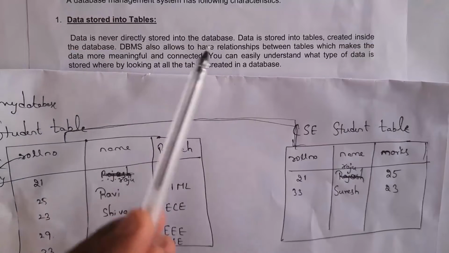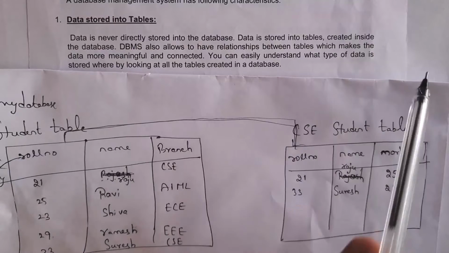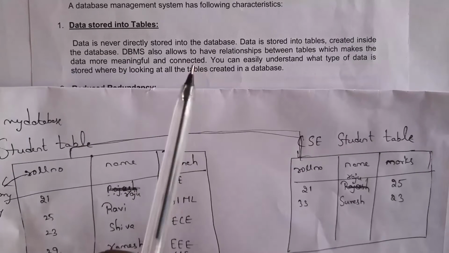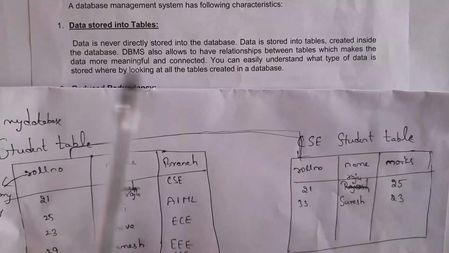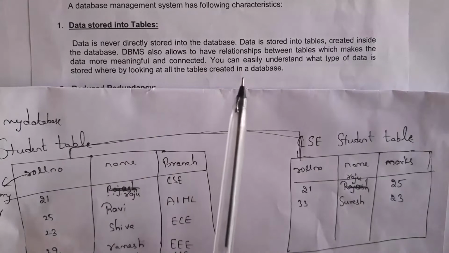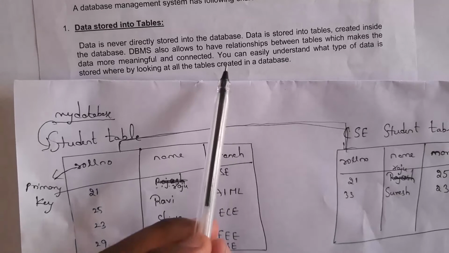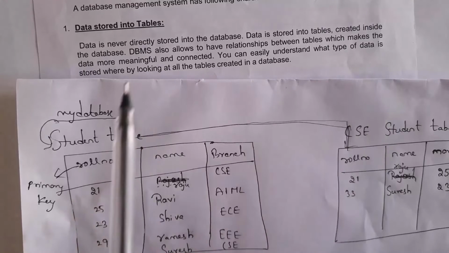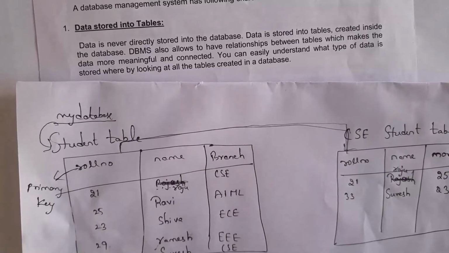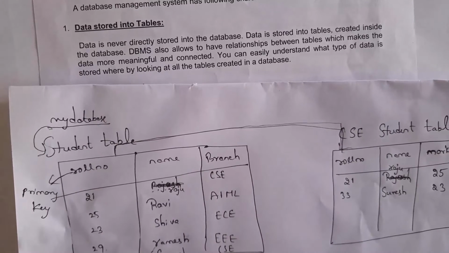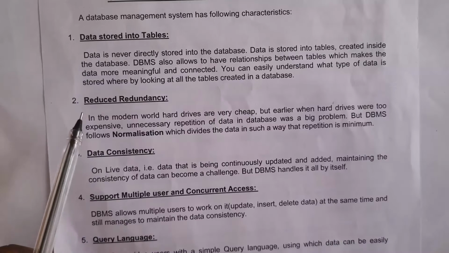DBMS also allows to have relationship between tables, which makes the data more meaningful and connected. You can easily understand what type of data is stored where by looking at all tables created in a database. For example, if you create employee table, then you can easily understand that this table contains employee data. So you can easily understand what type of data is stored where by looking at all tables created in database. This is first feature. And next feature is reduced redundancy.